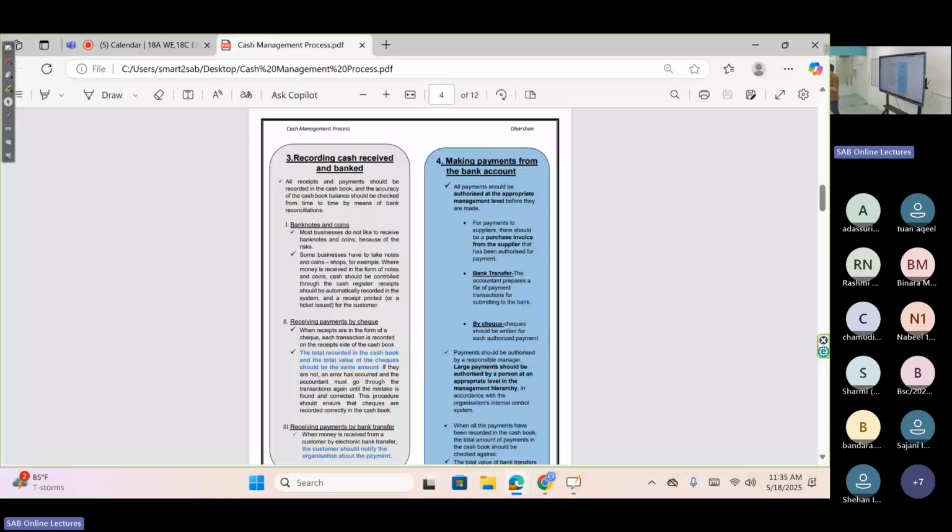First, cash management activity is recording the transactions. Under recording, what are the cash involvement methods? Receipts and payments. If receipts, what are the methods? Check, bank notes and coins, credit card, debit card, bank transfers. Same for payments, the same methods. So each and every method, what are the key points? What are the key considerations? What are the concerns? What are the things that must be considered by the organization? Those things are included here. Okay, clear?